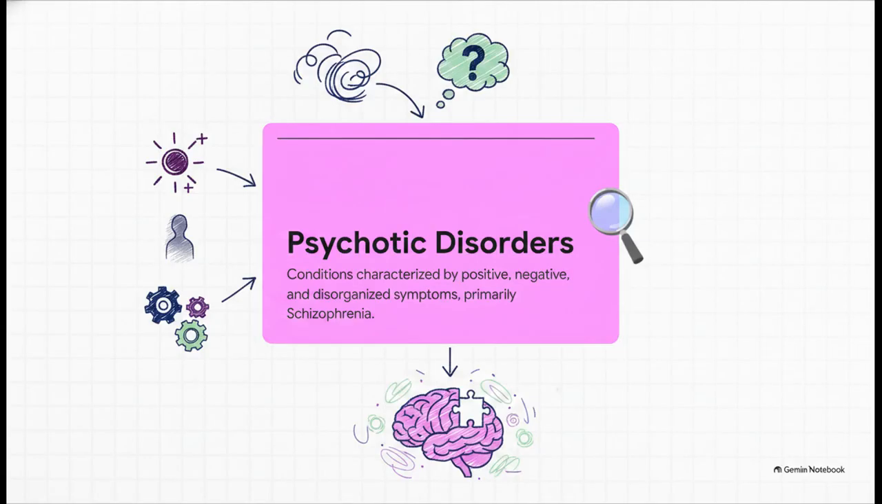So, before we get into the weeds, I think it's crucial to ground ourselves in what a psychotic disorder actually entails, clinically, way beyond the common societal misconceptions. At their core, these are conditions characterized by a very specific triad of symptoms: positive, negative, and disorganized. And our main focus today, which is also the primary focus of the DSM-5 criteria in this area, is schizophrenia.